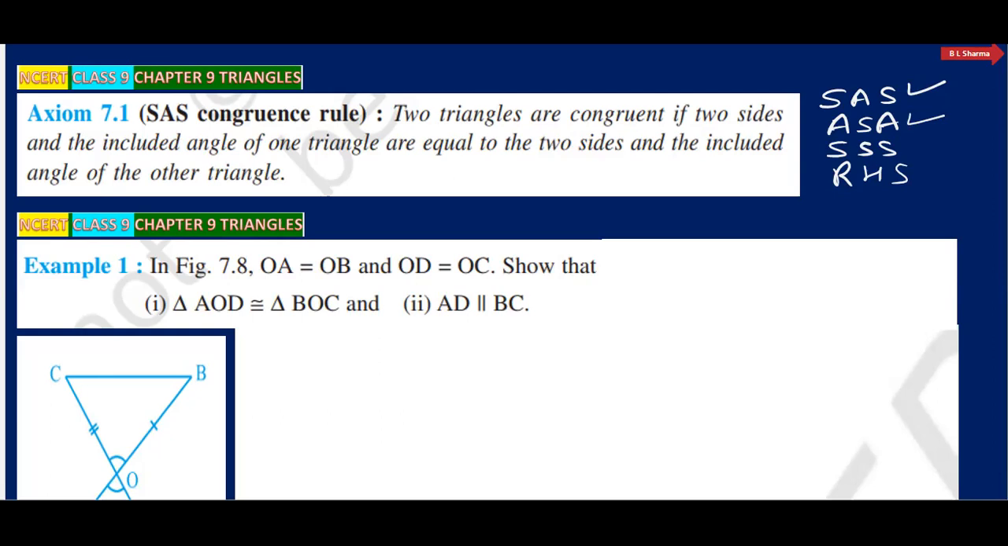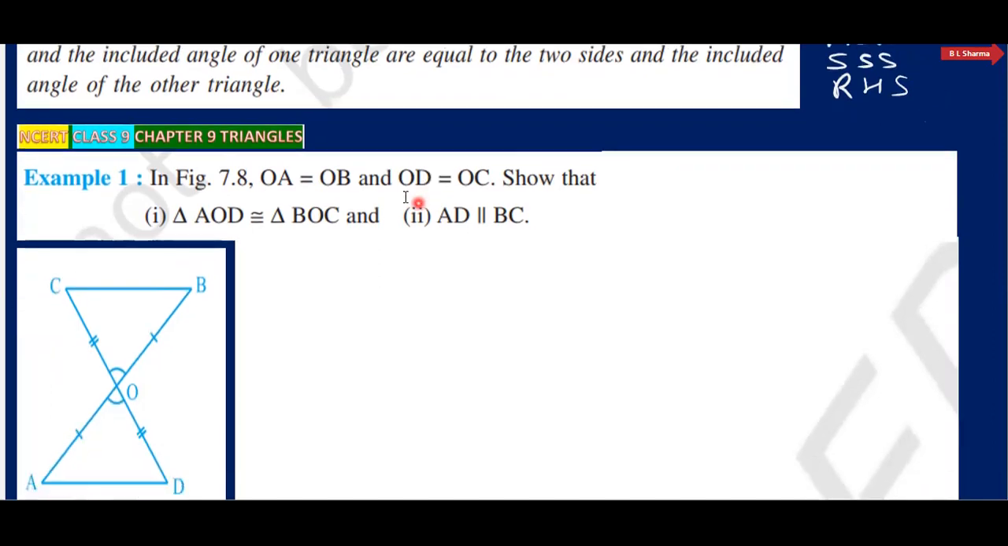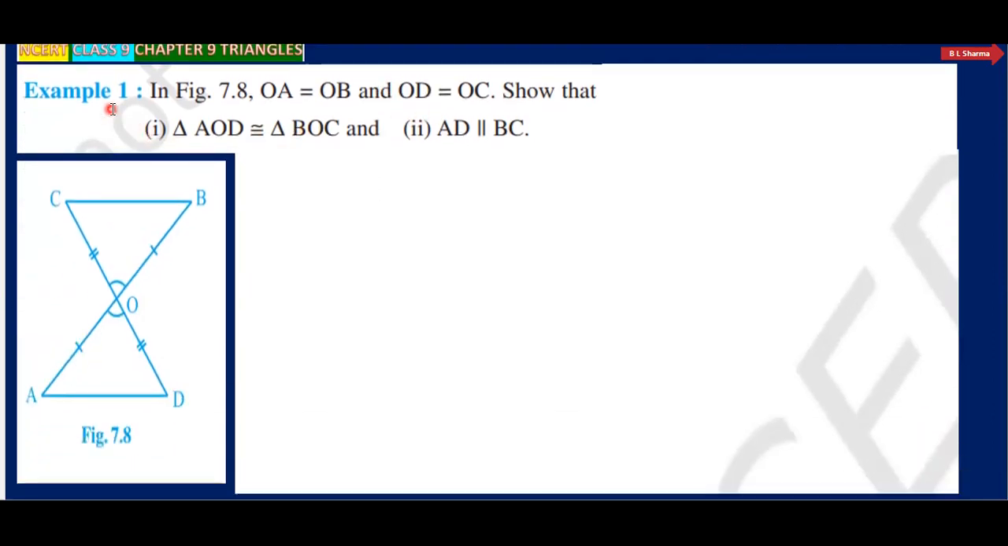So here is the first example of your book. Example number 1. It is given in figure 7.8. OA is equal to OB. It is given that OA is equal to OB and OD is equal to OC.